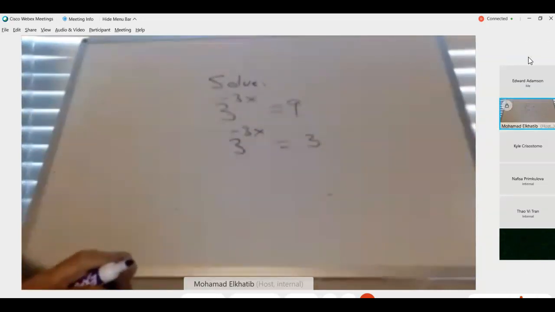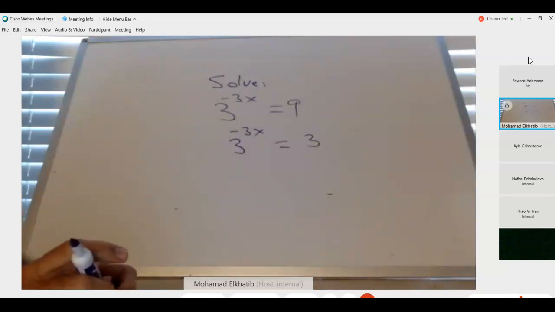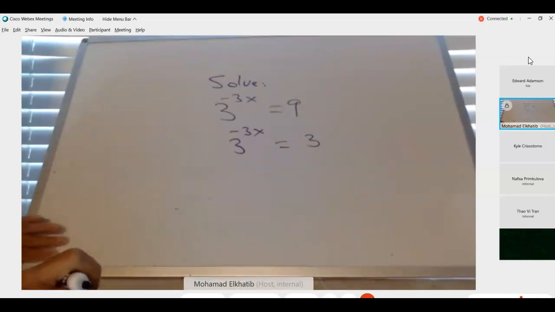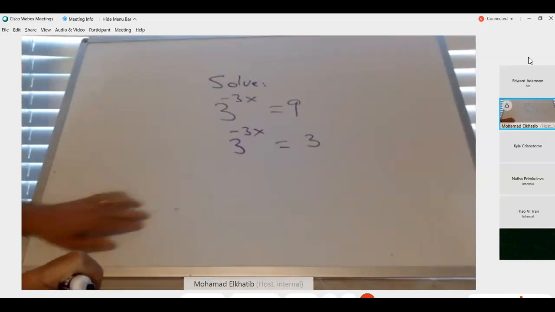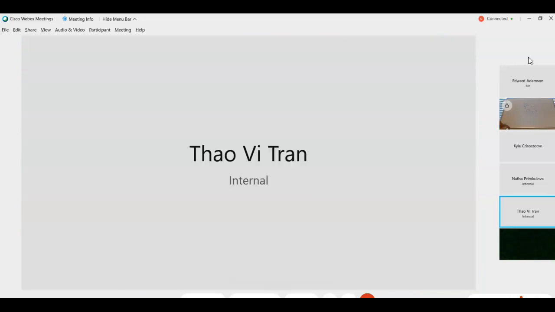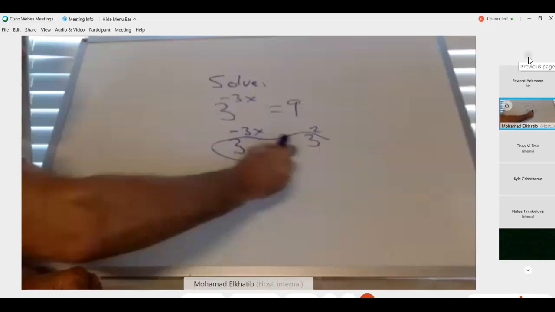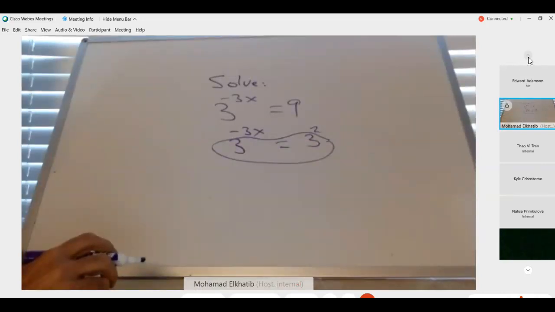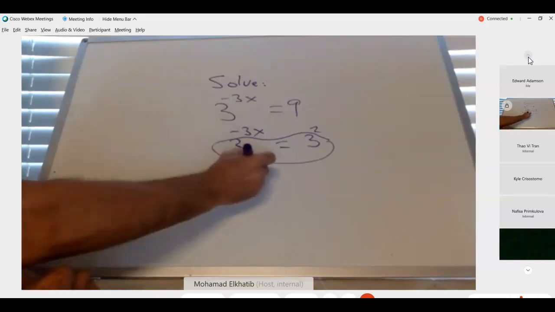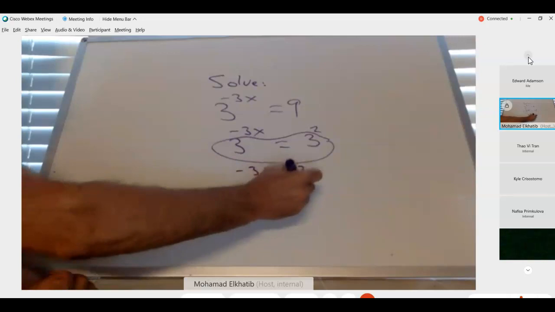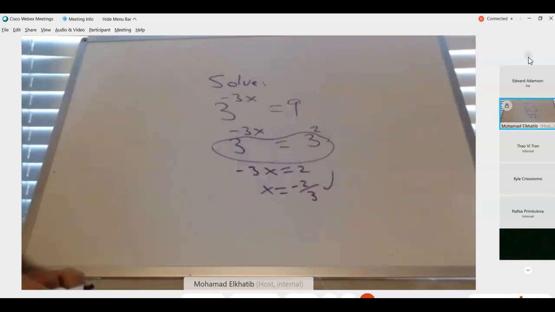What should I raise 3 to, in order to get 9, class? 2. That power gives me 9. Then what do you do to these numbers now? Cancel. They're gone. And if I divide both sides by negative 3, there goes my answer. So whenever you make the bases the same, you throw away the base and you just make the exponents equal to each other.